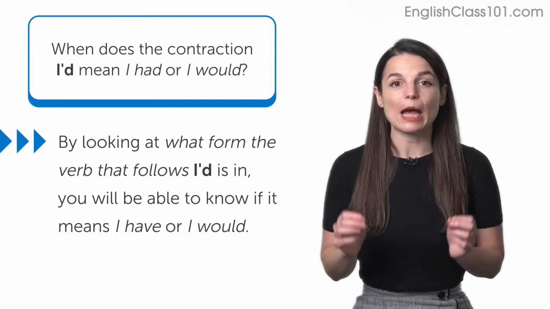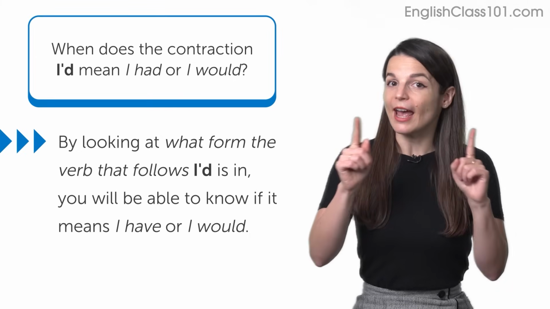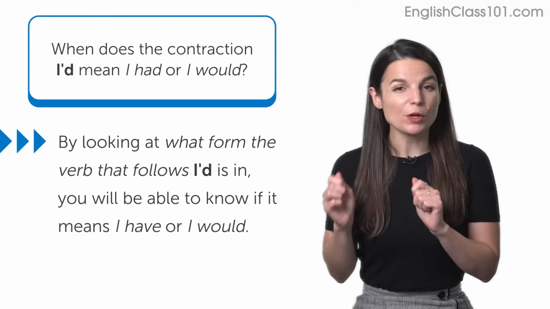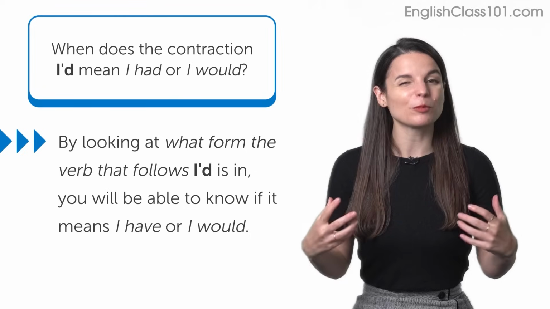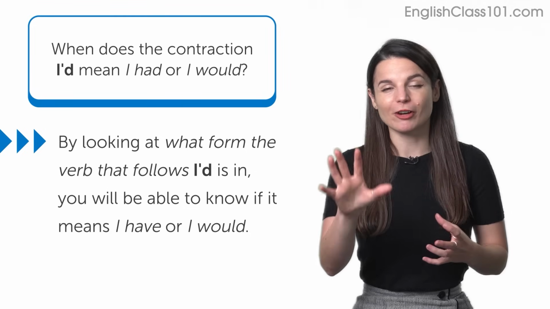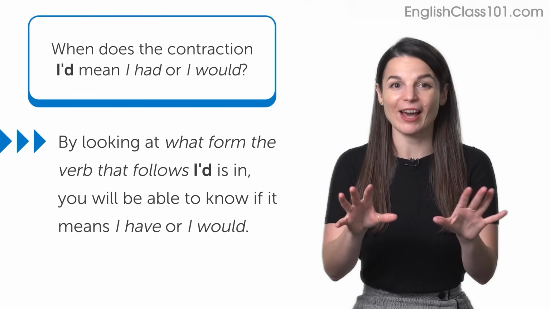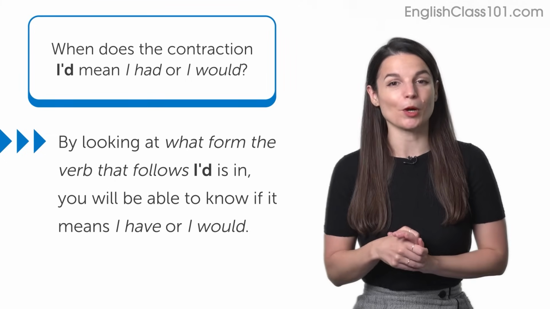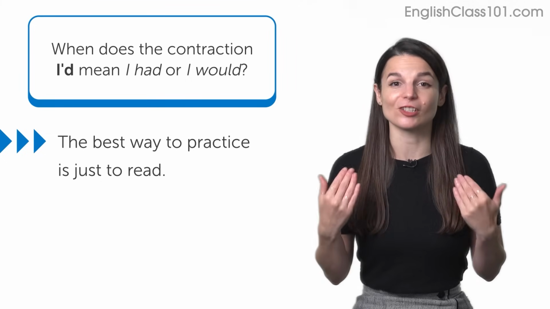So again, to recap, you need to look at the word that comes after the contraction to know which one is which. And this might seem a little bit confusing at first, but over time you'll get used to noticing the verb pattern and the contraction pattern, and you won't have to think about it anymore. So the best way to practice with this is just to read.